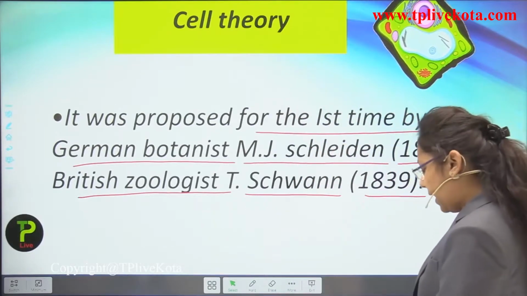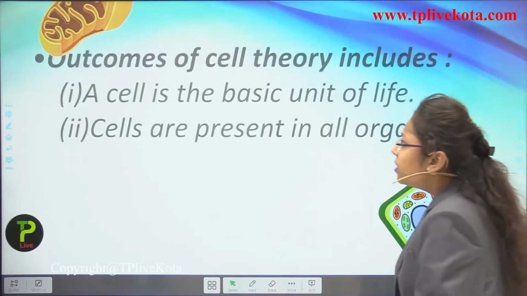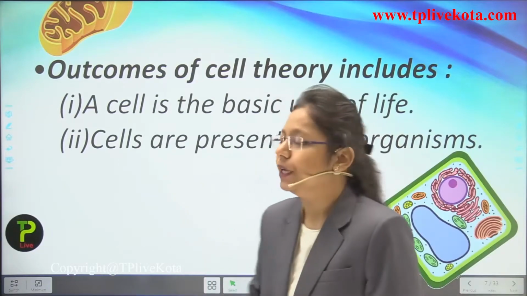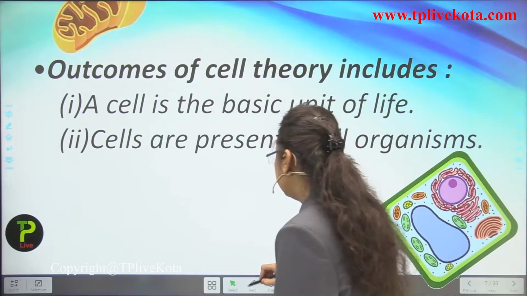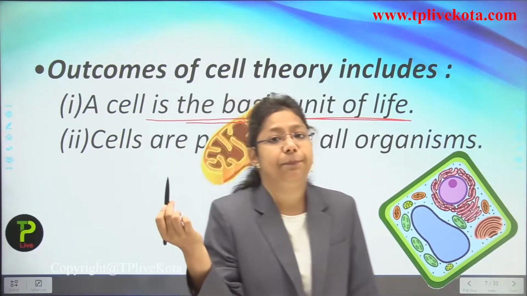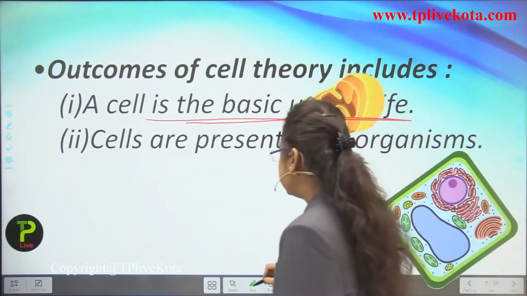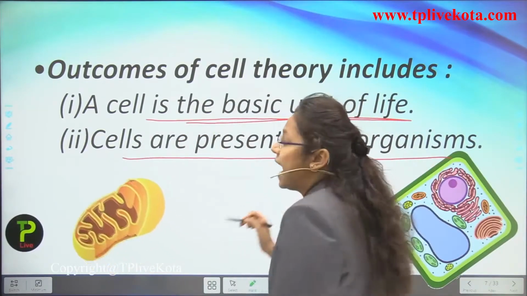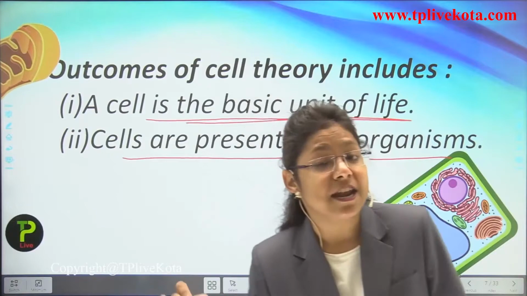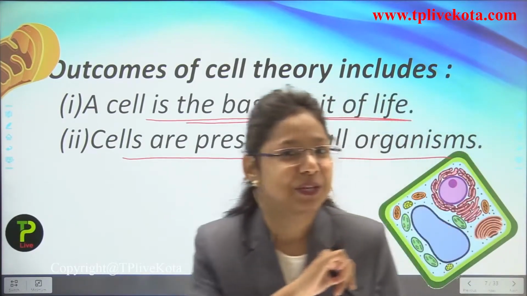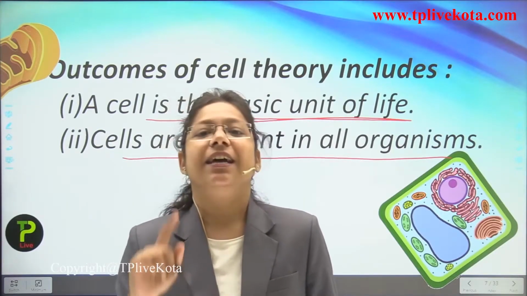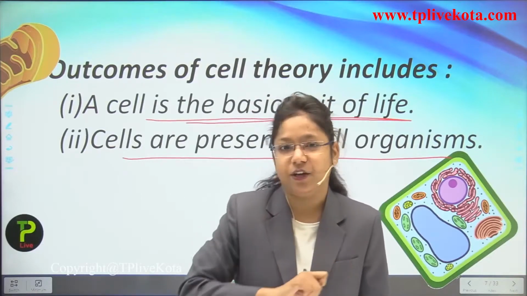Now, the next part is the outcomes of the cell theory. What were the outcomes of the cell theory? The outcomes were: a cell is the basic unit of life. Next, cells are present in all organisms. This is the basic thing of life and it is present in all organisms. Now, the question arises: do all organisms contain cells inside their body? It is a question and you have to find the answer yourself.